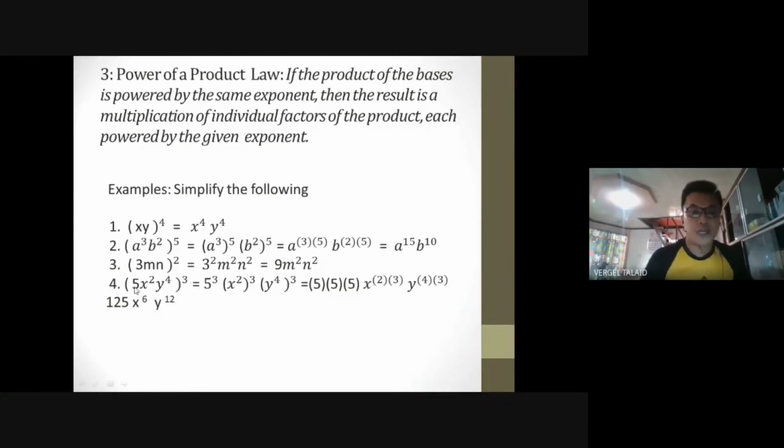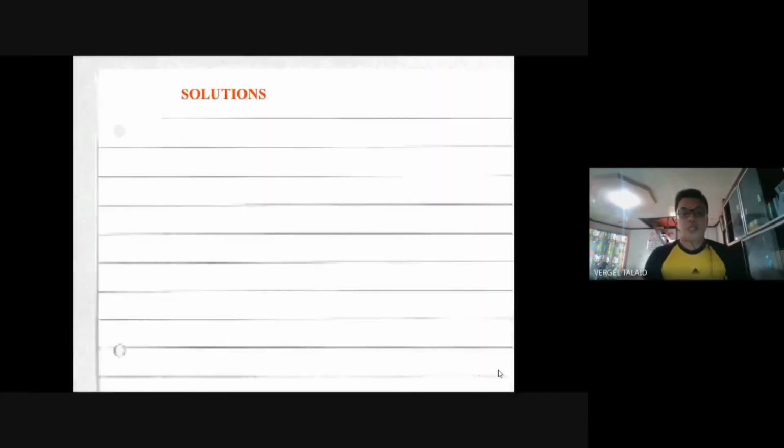Take note, 5 raised to the power of 3. Do not multiply 5 by 2. This is a common error of students, because in the power of a product law, they multiply the numerical coefficient by the exponent. That is wrong. 5 is a numerical coefficient. We all know that only the exponent can be multiplied. If there is no exponent, it is understood that it is 1. So since 5 cubed is a constant, that can be simplified. That is 125. Let's have more examples.